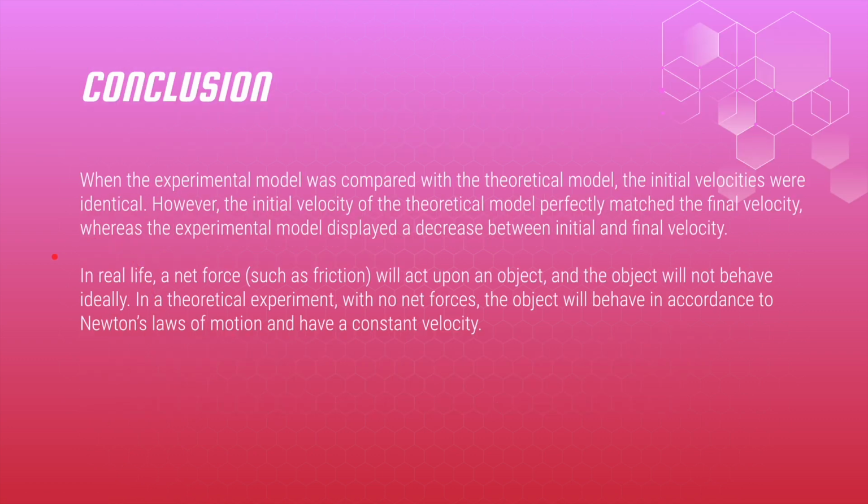So, in conclusion, when the experimental model was compared with the theoretical model, the initial velocities were identical. However, the initial velocity of the theoretical model perfectly matched the final velocity, whereas the experimental model displayed a decrease between initial and final velocity. In real life, a net force like friction will act upon an object and the object will not behave ideally. In a theoretical experiment with no net forces, the object will behave in accordance to Newton's laws of motion and have a constant velocity. The end.